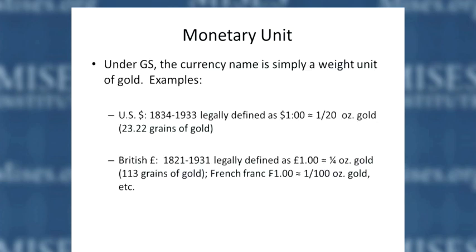Under the gold standard, the currency name is simply the name for a particular weight of gold. So in the U.S., for 100 years, from 1834 to 1933, the dollar was legally defined as approximately 1/20th of an ounce of gold, or 23.22 grains of gold. And in Great Britain, for over 100 years, the pound was legally defined as about 1/4 of an ounce of gold, which is about 113 grains of gold. The French franc was defined as about 1/100th of an ounce of gold, and so on.